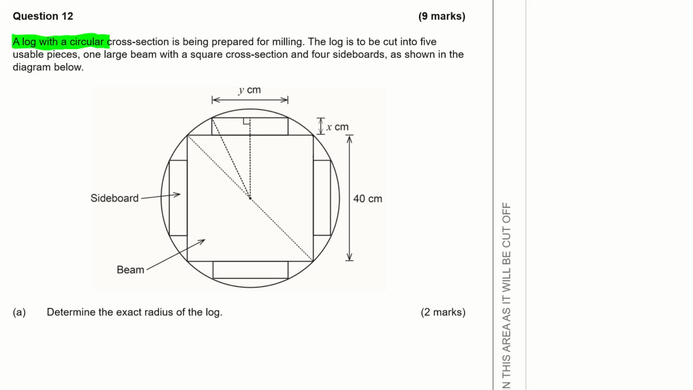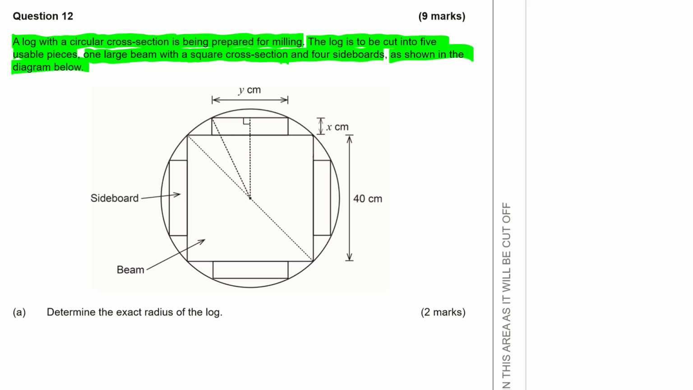A log with a circular cross-section is being prepared for milling. The log is to be cut into 5 usable pieces, one large beam with a square cross-section, and 4 sideboards as shown in the diagram below. Determine the exact radius of the log.